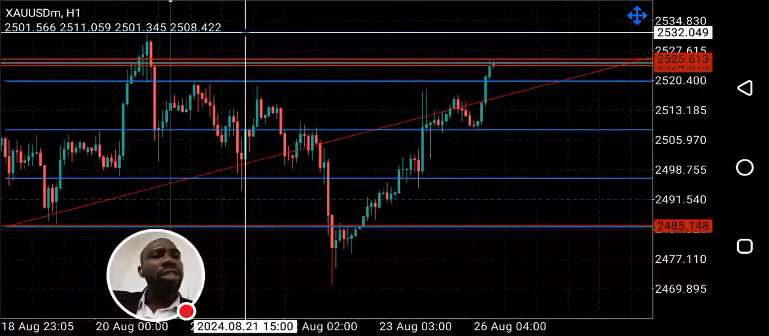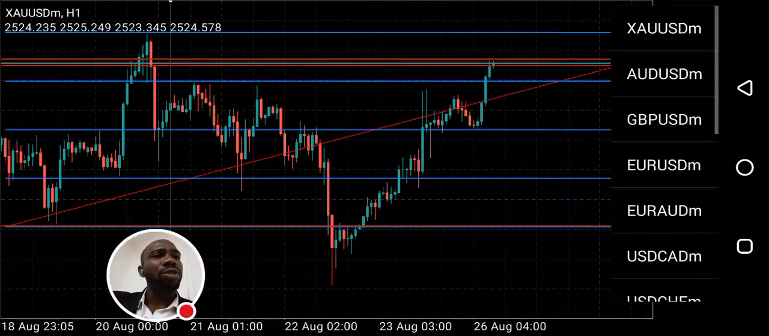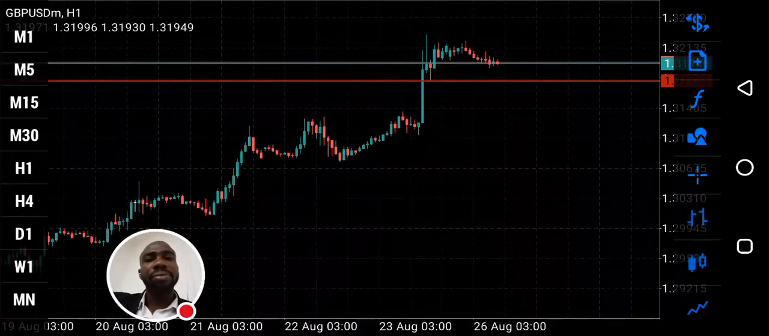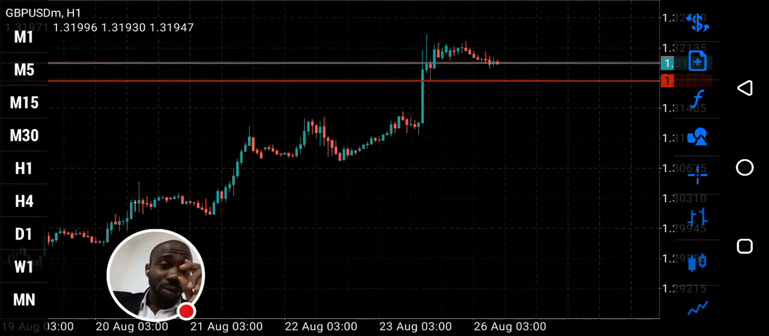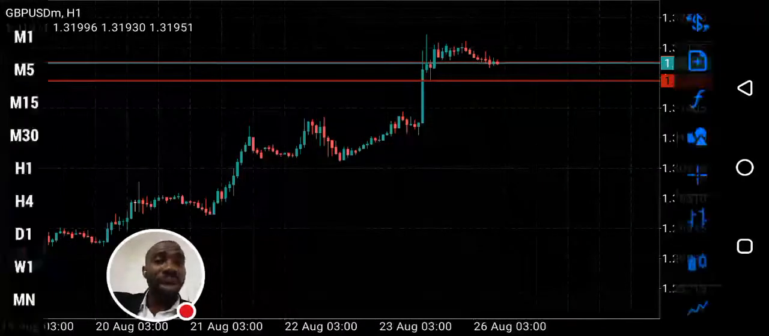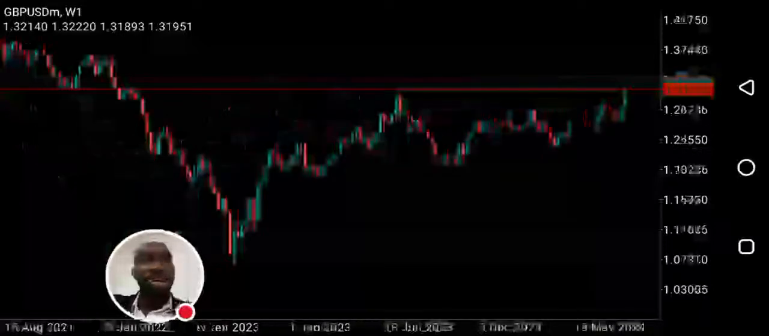GU. Okay, let's see. My bias for GU this week is bearish. You cannot buy GU. Why would you want to buy GU? When it was cheap, when it was at a lower rate, you didn't buy. Why would you want to buy now?